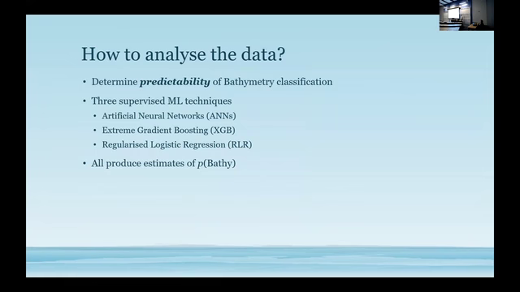So then it comes time to analyze the data. The way I'm analyzing the data, I'm using 3 different machine learning techniques.